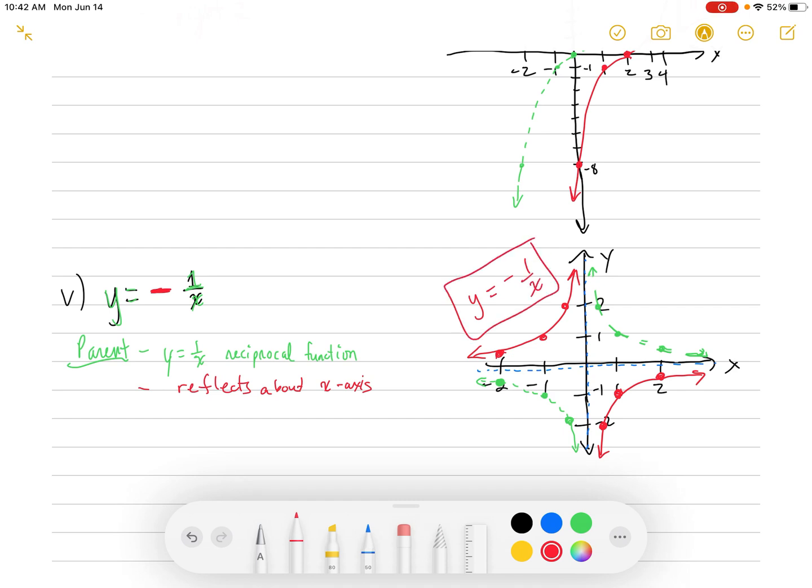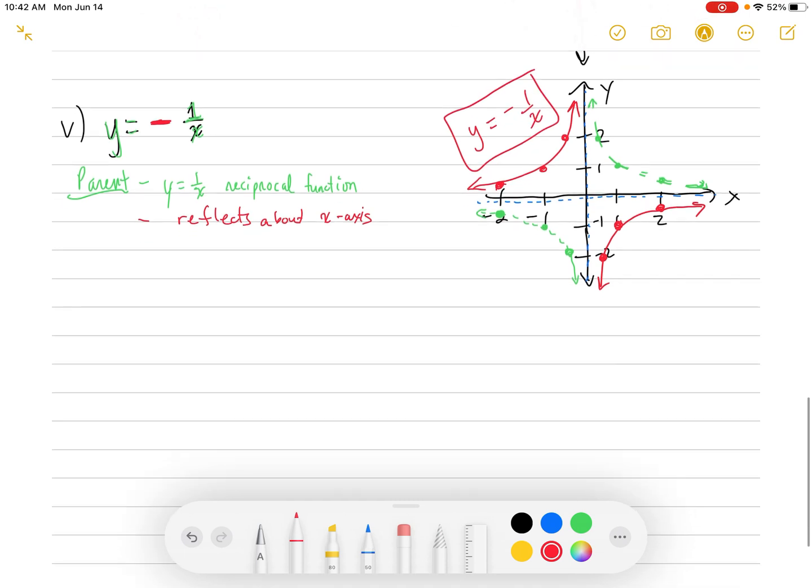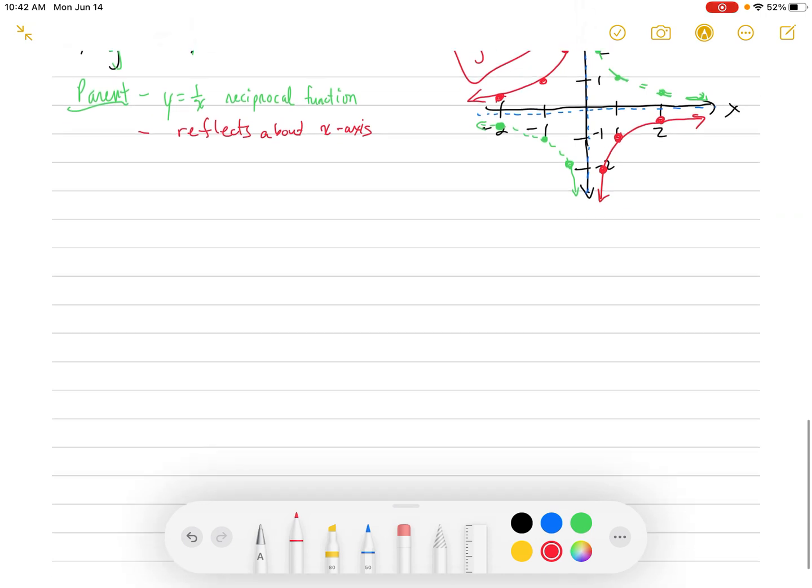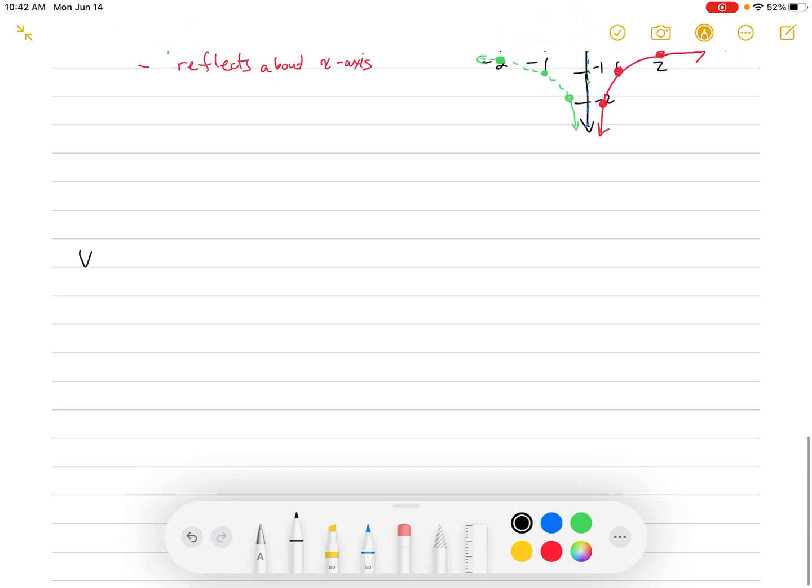So my graph now is in red. This is y equals -1/x. It has the same blue asymptotes, but the green flipped about the x-axis to the red.